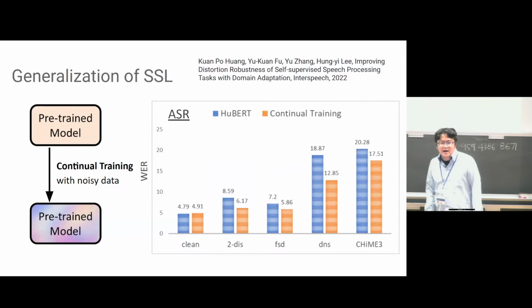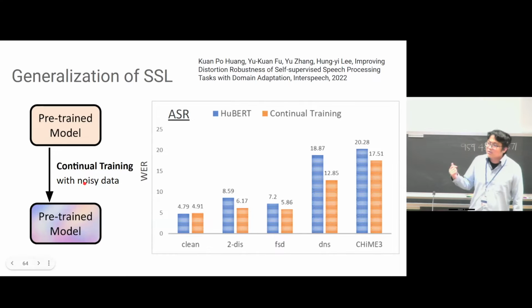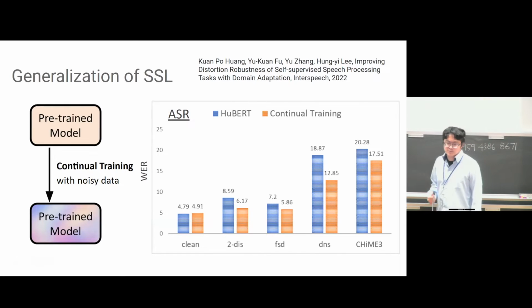But before we came to the workshop, we already had some way to deal with this problem. This is in our published paper at Librispeech. What we do is called continual training. So you have a pre-trained model, usually trained on Librispeech. Then we use some noisy data to continue training the pre-trained model. Then it will become more noise robust.